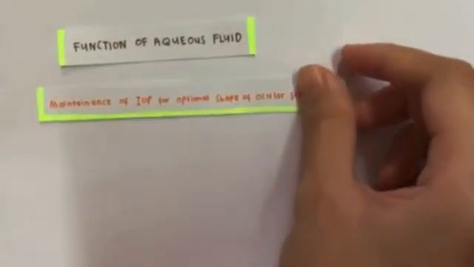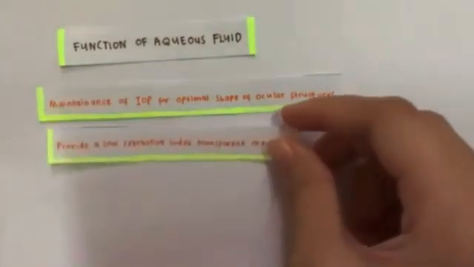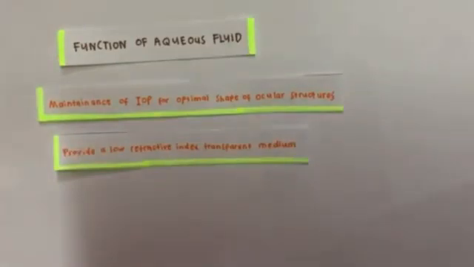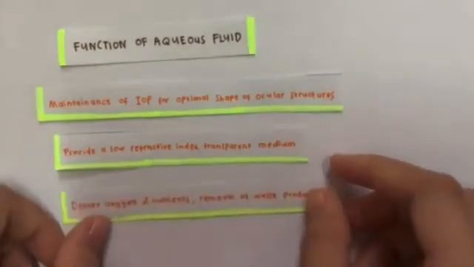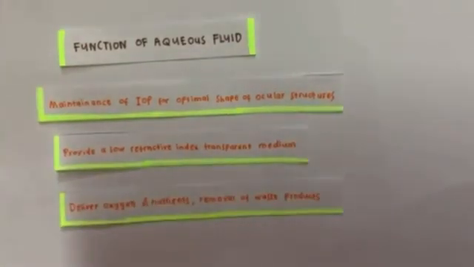Lastly, the function of aqueous fluid. It maintains the intraocular pressure for optimal shape of ocular structures. It provides a low refractive index transparent medium for vision. And lastly, it delivers oxygen and nutrients, and is also responsible for removal of waste products from the retina and lens.